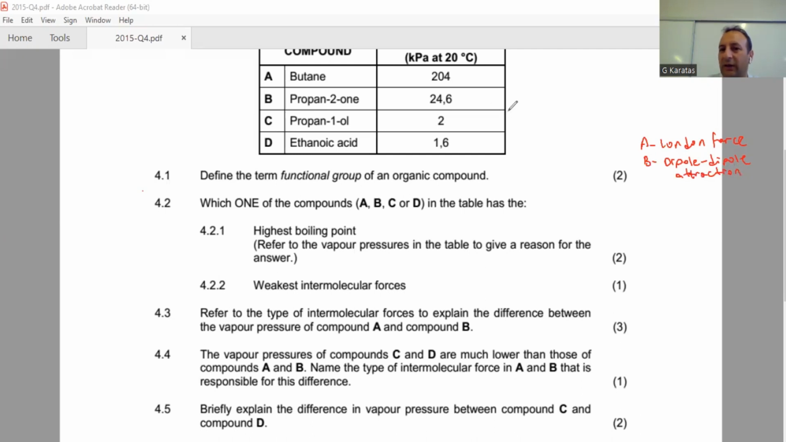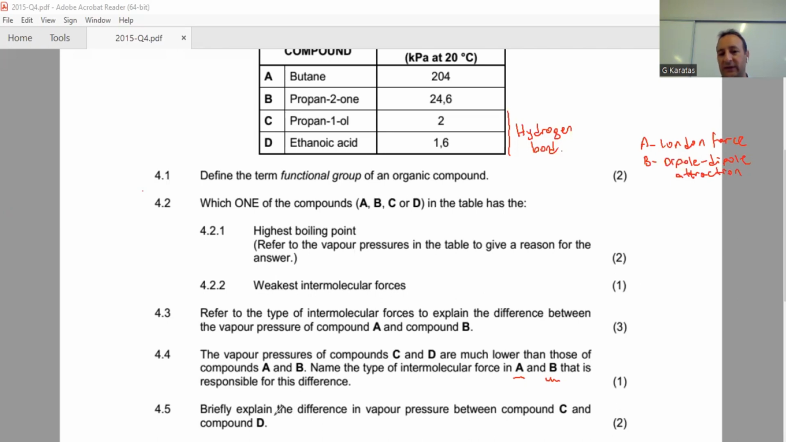What about C and D? C and D form hydrogen bonds. That is the difference. So we say compound A forms London force, compound B forms dipole-dipole attraction. Or you can say A and B do not form hydrogen bonds as compounds C and D do. It's up to you.